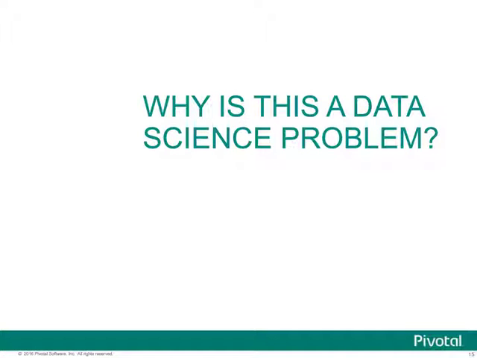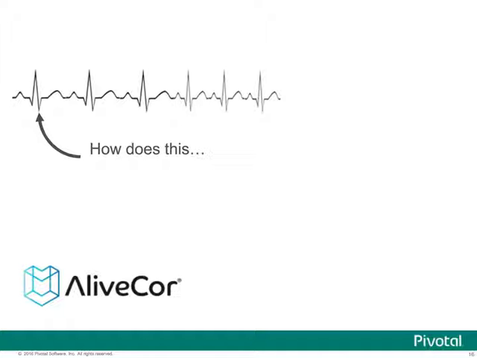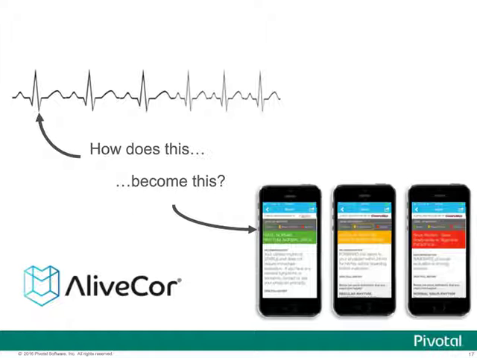So why is this a data science problem? Well, how do we take a signal like this and turn it into a data-driven app like that? We do this by taking that raw data, recognizing patterns from it, and using that to determine what actions we can take. The signal might be telling us that there's something wrong in the plane. It could be telling us that maybe a patient is having a heart attack. Or it could even tell us there's a leakage or something broken in a house.